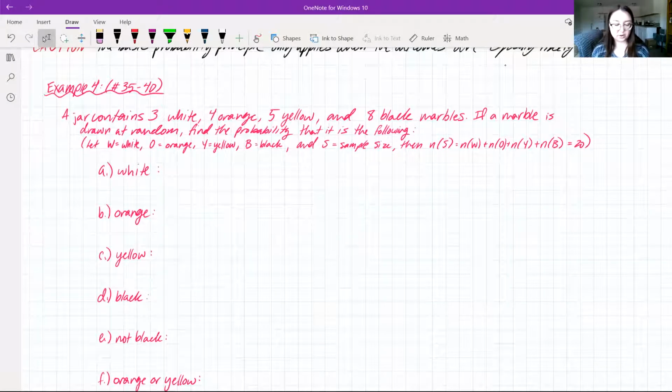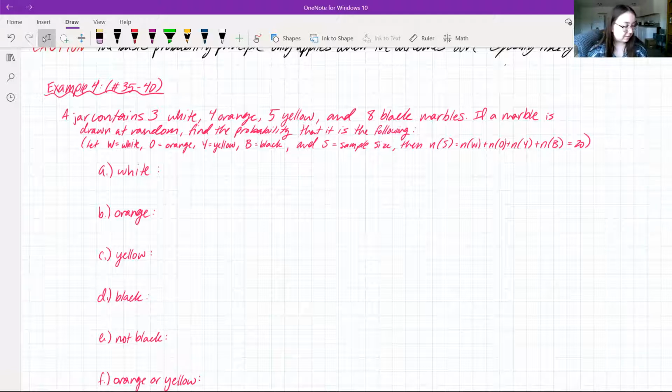What we're going to do is let W equal white, O equal orange, Y equal yellow, B equal black, and S our sample space. Then N of S, the number of elements in S, is the combination of each outcome. We take N of W, N of O, N of Y, and N of B, and add them all together because these are subsets of the outcomes. Adding all the elements of our subsets, we get that N of S is equal to 20. So our sample size is 20.